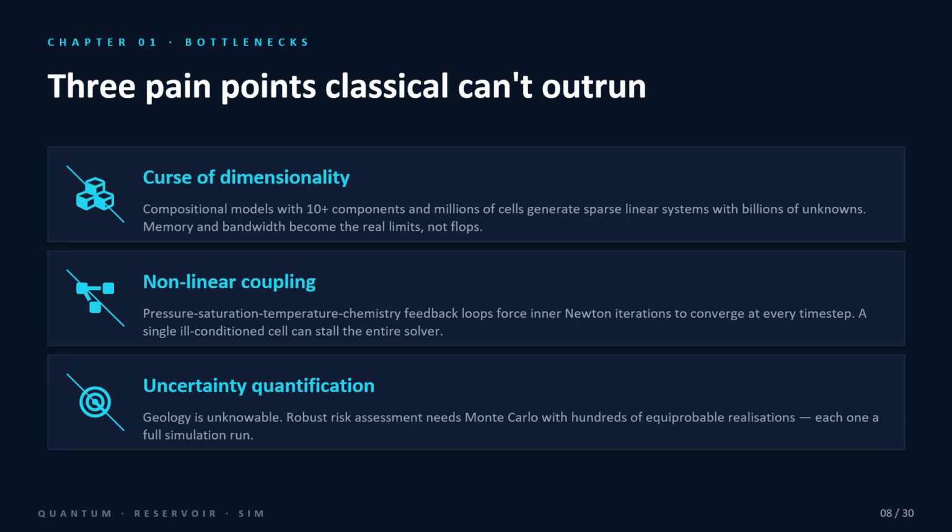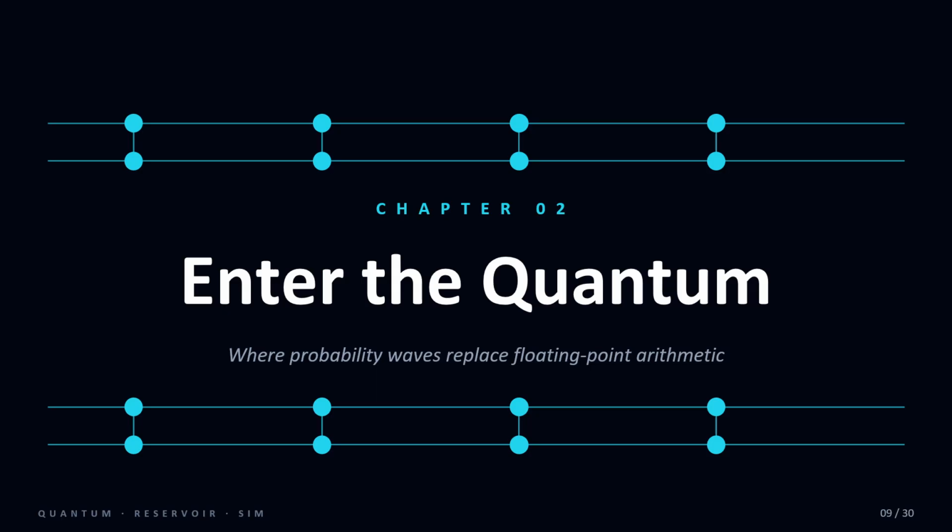The third bottleneck is uncertainty quantification. A single simulation may already be expensive, but robust decision-making requires many simulations. For CCUS and UHS, we need to know not only the most likely outcome, but also the worst-case scenarios. These bottlenecks create an opportunity for new computational paradigms, where probability waves replace floating-point arithmetic.